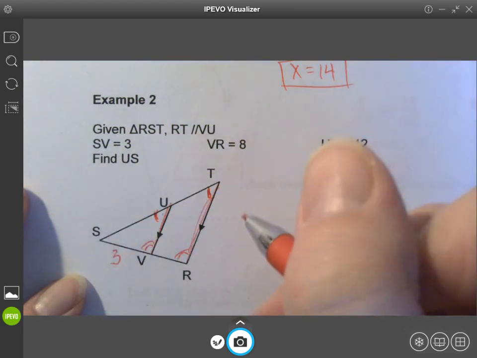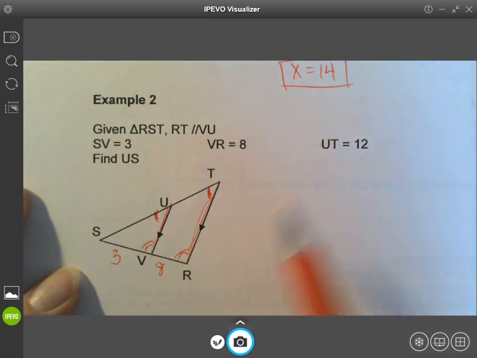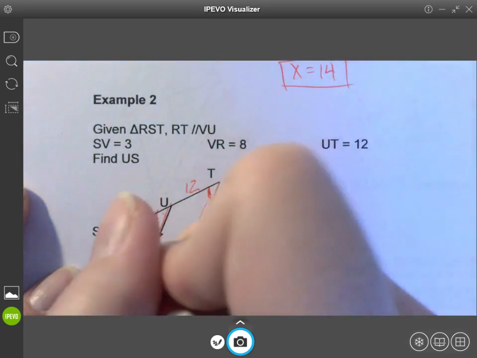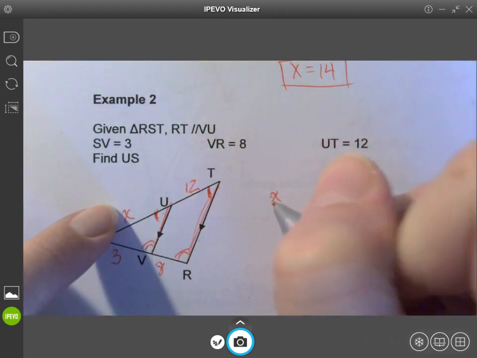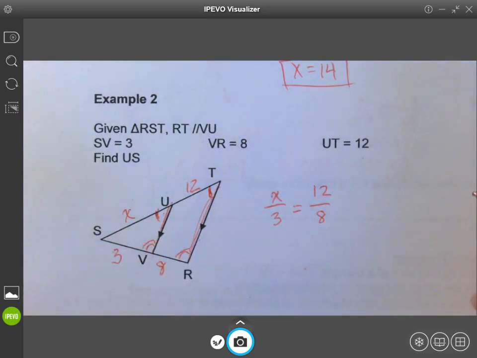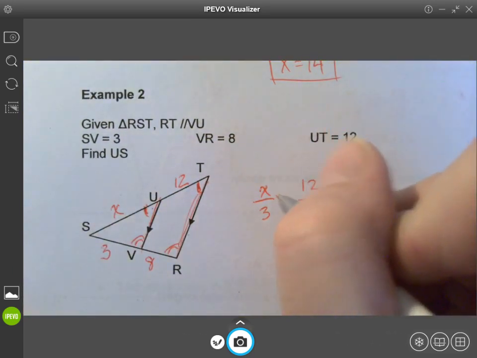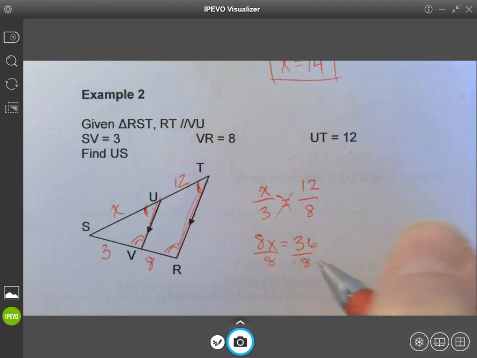So when we look at your work, we want to see that these are labeled. Make sure you're looking at the whole thing or the pieces, and then UT is 12. So we're trying to find the US here. So I'm going to go with x over 3 equals 12 over 8. So you do have to pay attention to your setup. And so I get 8x equals 36. Divide both sides by 8. I don't get a nice integer, but I get 4.5, and that's not too bad.